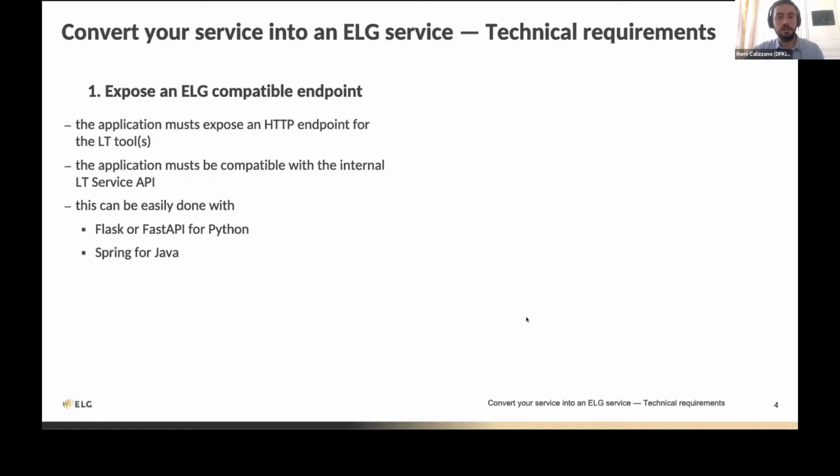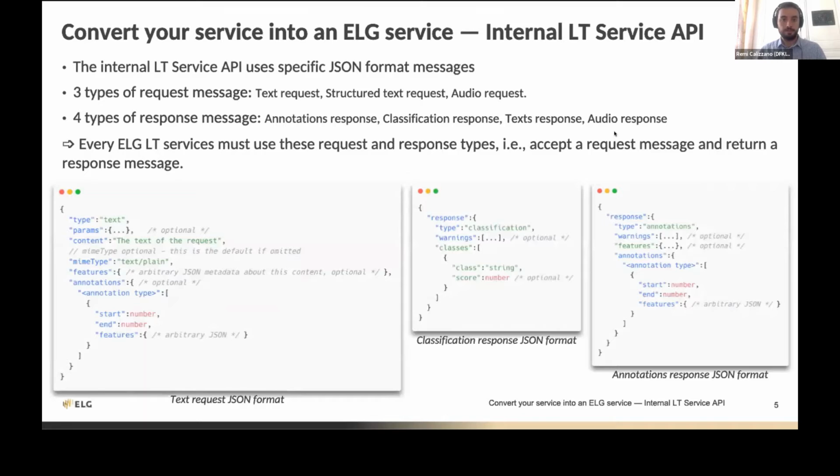To do that, many frameworks are available for most of the languages. For example, for Python, you can use Flask or FastAPI, and for Java, you can use Spring. The internal LT service API is just specific JSON format messages. We have three types of request messages: text request, structured text request, and audio request, and four types of response messages: annotations, classification, text, and audio. We have constructed those messages to fit every LT service.